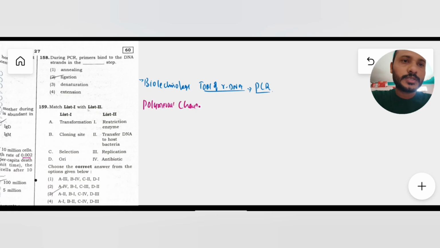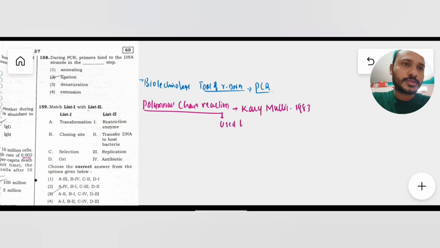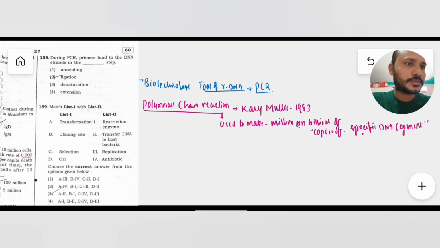PCR means polymerase chain reaction. This PCR technique was developed by a scientist called Kary Mullis in 1983. Generally, PCR is used to make millions or billions of copies of a specific DNA segment. Simply, it is used for amplification of our gene of interest.